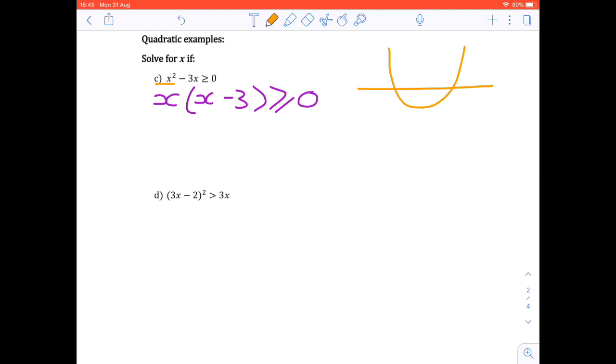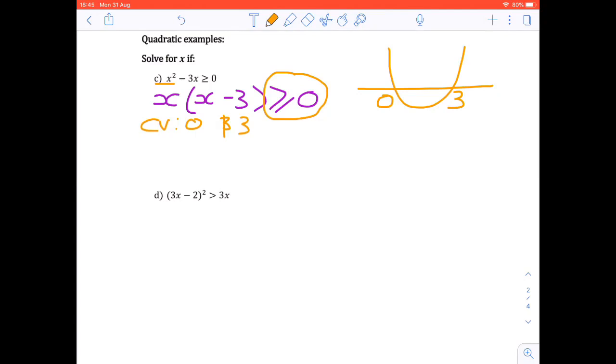The two values now of 0, because pretend you've solved x equals 0 and x minus 3 equals 0. The two values, let's call them critical values, or CV, are 0 and 3. So those are your x cuts of your parabola. So 0 and 3. And now we use this inequality sign. We're saying it has to be greater than or equal to 0.